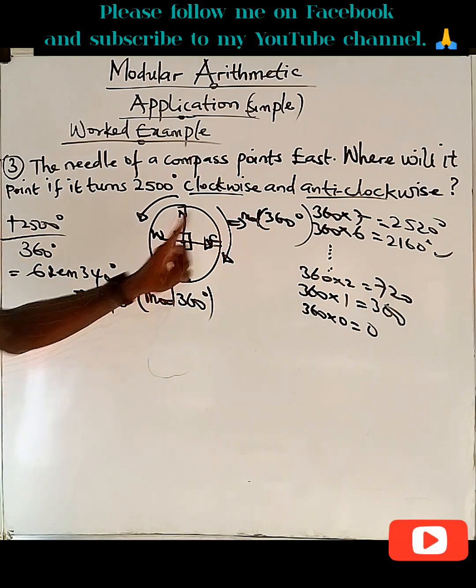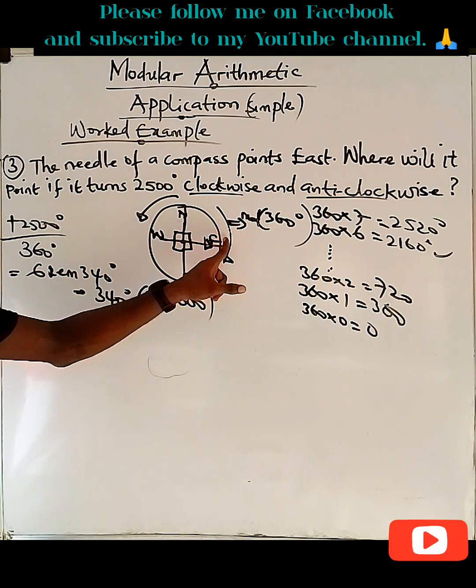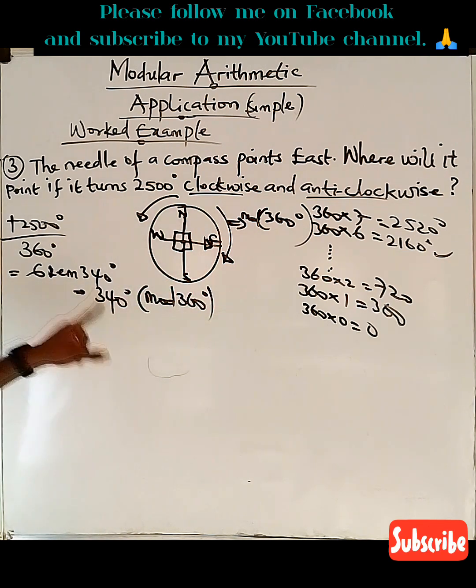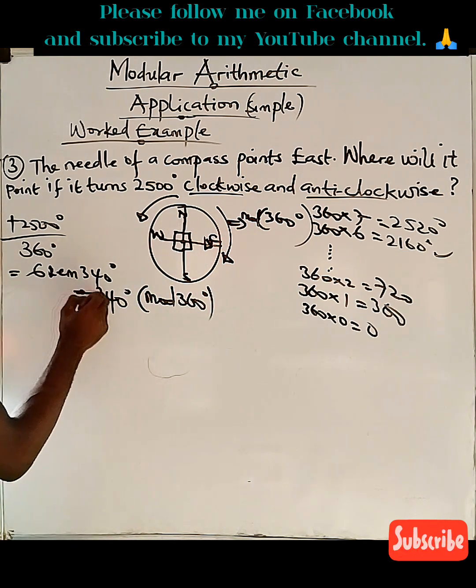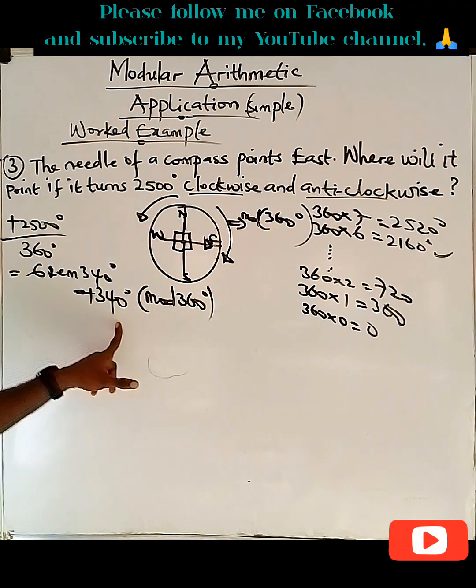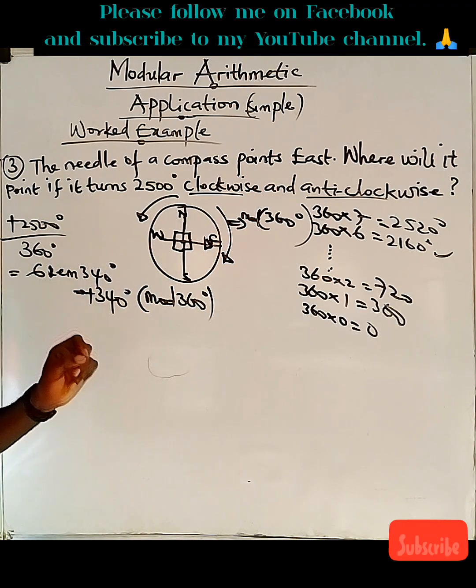So on the sixth movement, the sixth revolution, we're going to get back to the east. But that's not all. We have plus 340 degrees remainder. So what do we have? We're going to move from this east and add 340 degrees to it. Don't forget this plus 340 degrees.